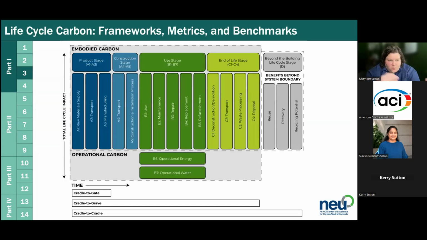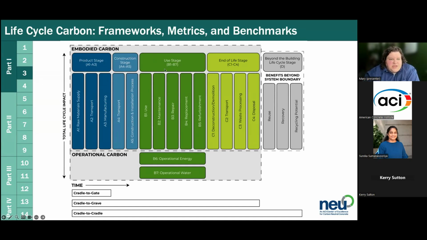Chapter 3 of part 1 goes through this concept of life cycle carbon thinking, or life cycle thinking. When we look at concrete materials, often we really focus on this first part of the life of a material. You can think of this as time from left to right: getting the raw materials from the ground, transporting them to the cement plant, making the cement, making the concrete, producing the concrete and constructing the project, the construction stage.